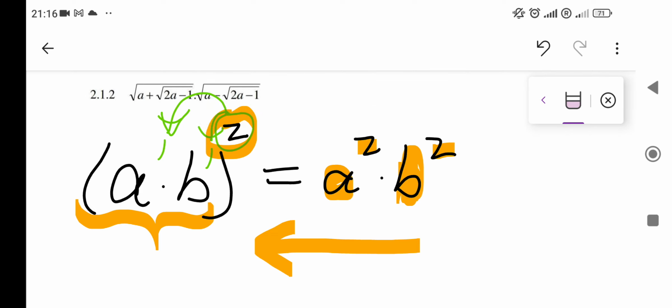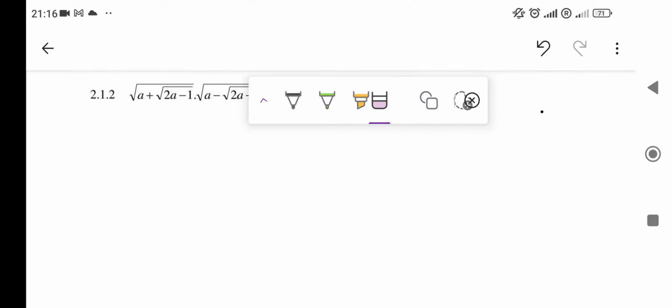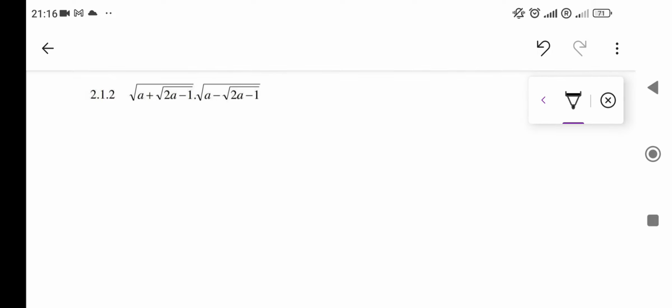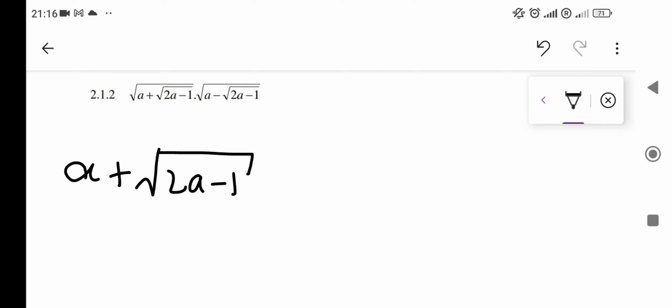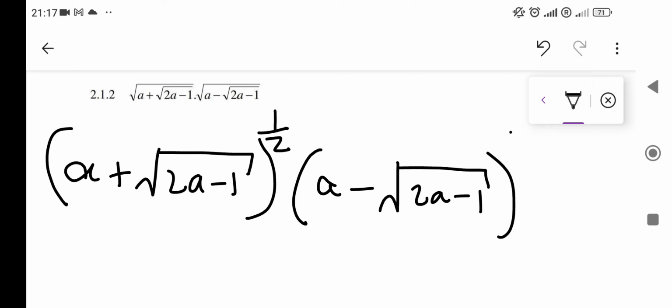All right, so our question, we have a plus square root of 2a minus 1, and all of that is under a square root, right? So I'm just going to rewrite this, and I'm going to make this to the power of a half, because we know square root means to the power of a half, right? And then there's a dot there, so we know it's multiplying, and I have a minus square root 2a minus 1, and all of this also to the power of a half, right?